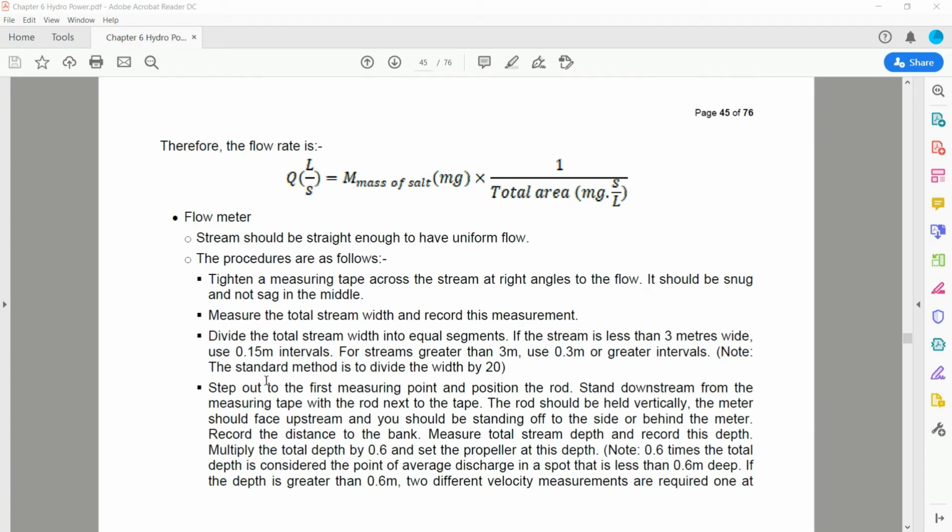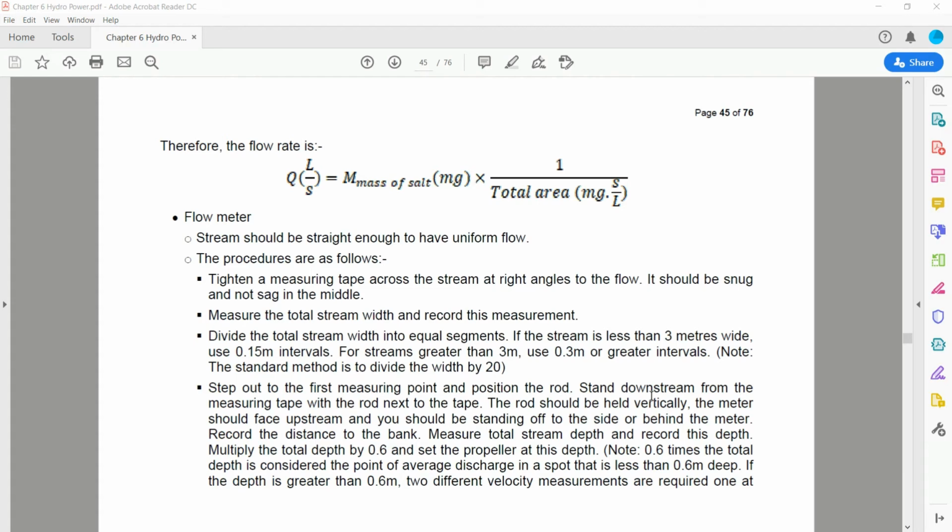Step out to the first measuring point and position the rod. Stand downstream from the measuring tape with the rod next to the tape. The rod should be held vertically, the meter should face upstream, and you should be standing off to the side or behind the meter. Record the distance to the bank. Measure the total stream depth and record this depth. Multiply the total depth by 0.6 and set the propeller at this depth.